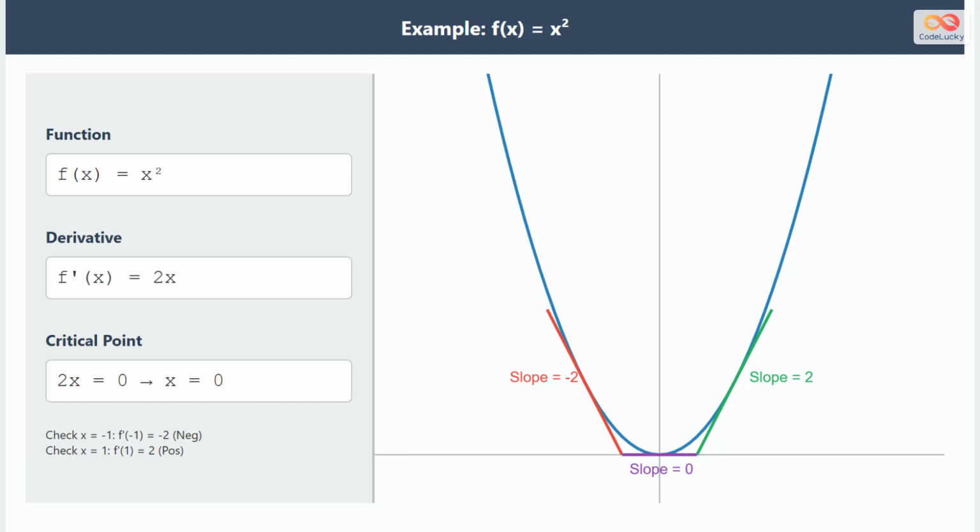Let's look at a classic example, x squared. The derivative is 2x. If we check a value to the left, like -1, the slope is -2. If we check a value to the right, like +1, the slope is +2. The sign flipped from negative to positive, confirming a minimum at 0.